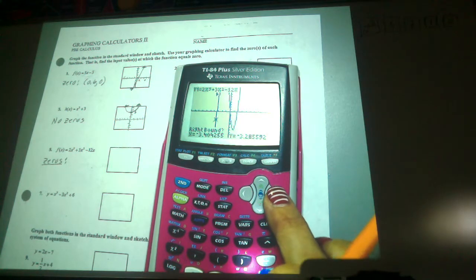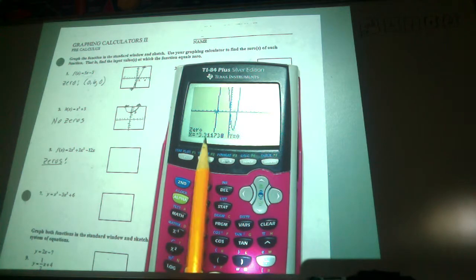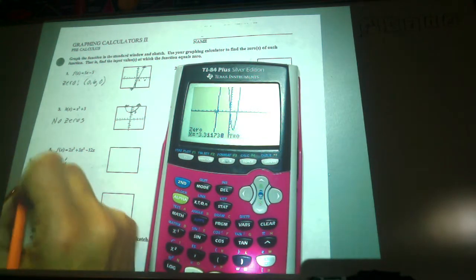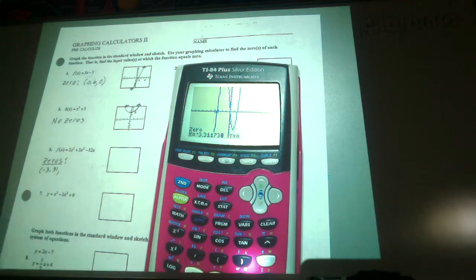Then I'm going to scroll to the right. Gets me far enough away. Hit enter again, and then enter again for the third time for your guess. So everybody should have a guess of negative 3.10, rounded to two decimal places. If you don't, come see me. Left down, right down, and guess.